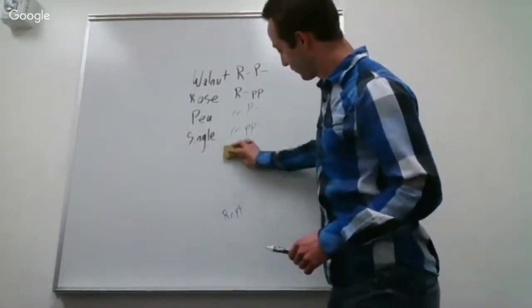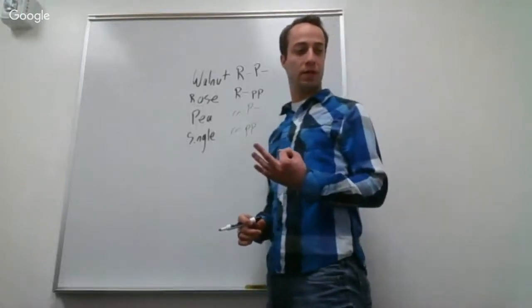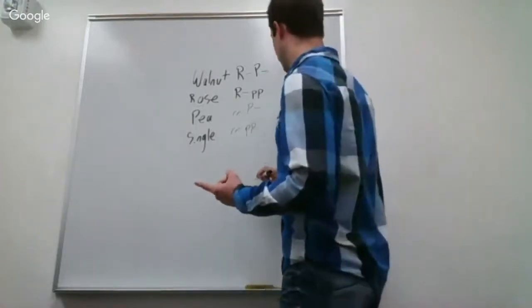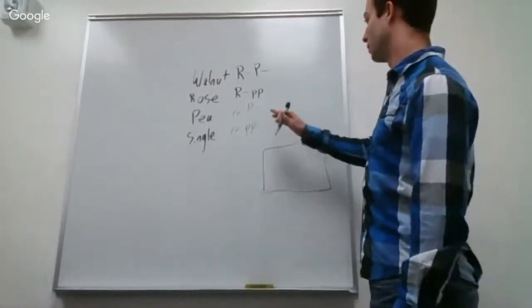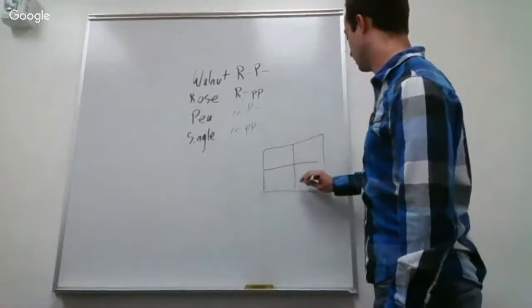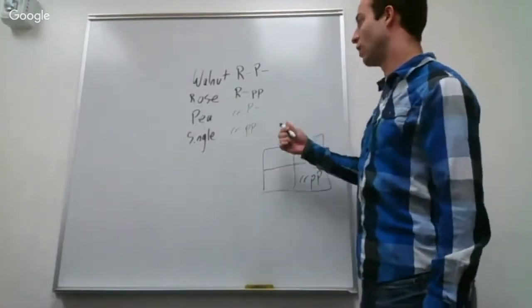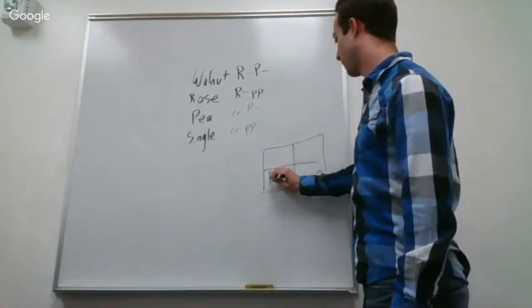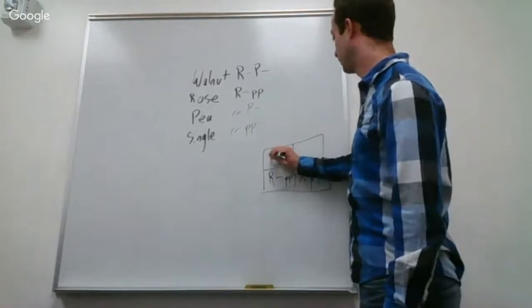And now for B, we're getting 3 rows and then one single. And so for the rows, I guess the single would actually go right here. For the rows, you just need one big R. And then that doesn't matter, the little p's.